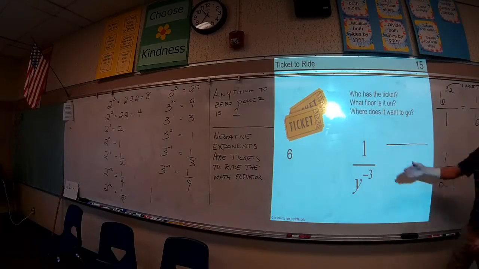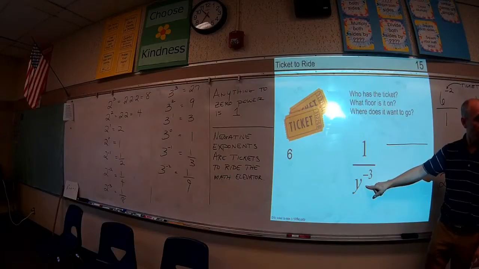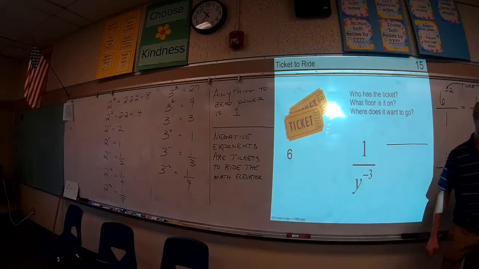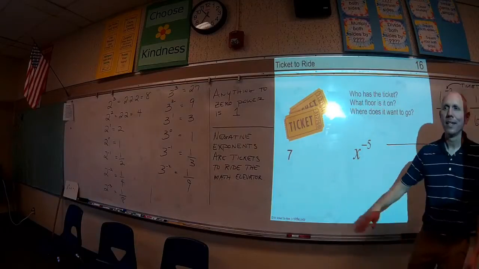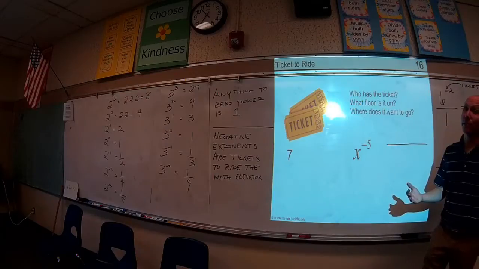Paulette. Does the 1 have a ticket? No. Does the Y have a ticket? Yes. Where's it going to go? It's going to go up. And the bottom becomes a 1. So it would be Y to the third power over 1, or just Y to the third power. A 1 on the bottom isn't necessary.